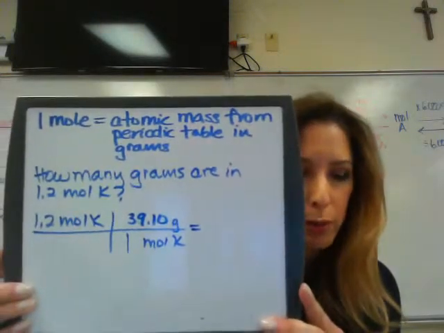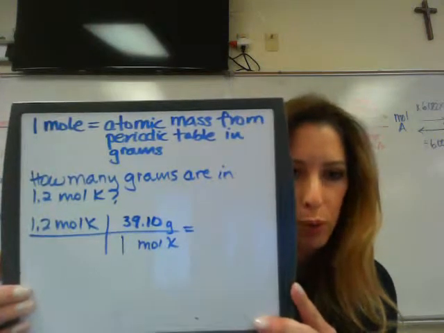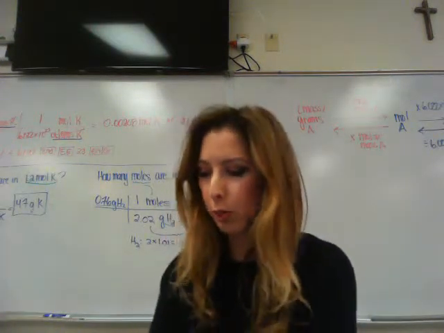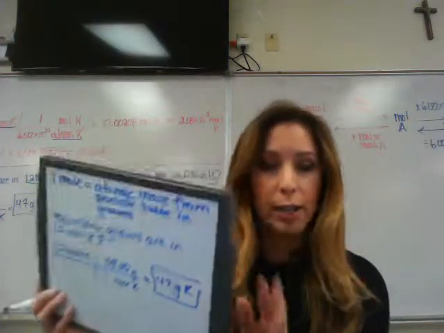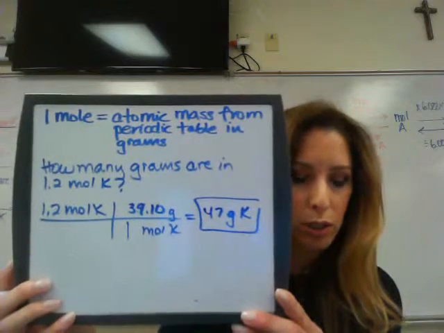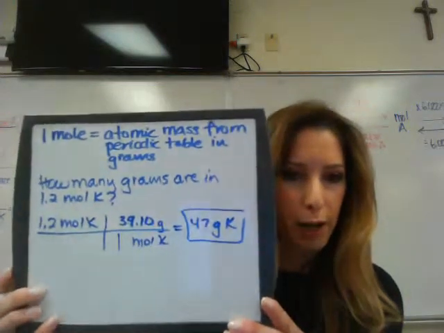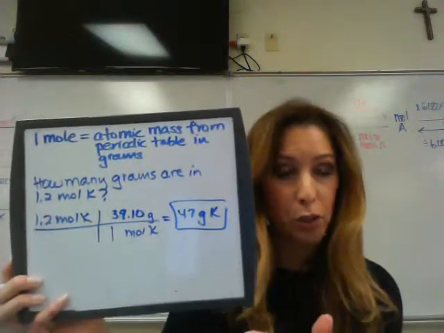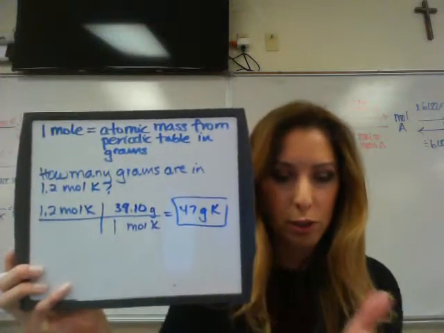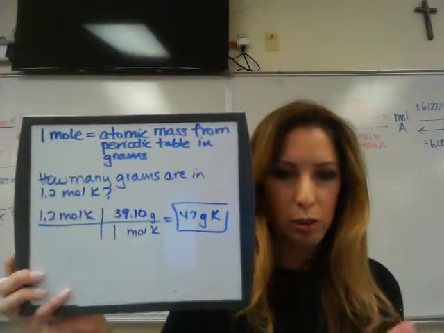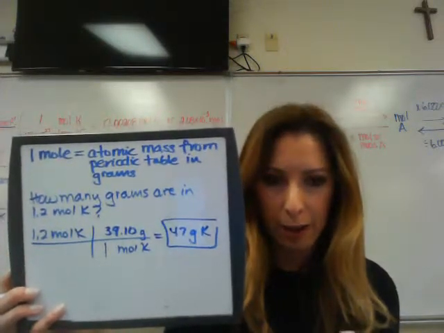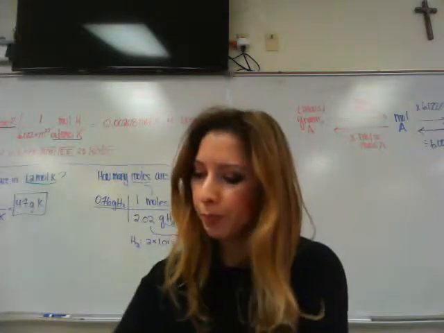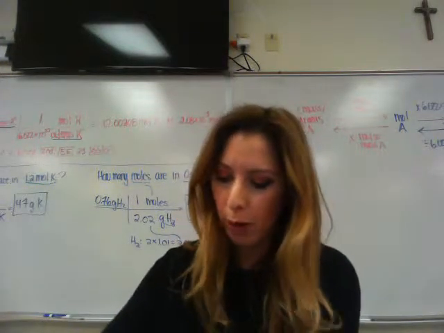Okay, so since your molar mass is on top here, we're going to be multiplying 1.2 by 39.10. So 1.2 times 39.10 comes out to be 47 grams of potassium. I started with 2 sig figs and I'm ending with 2 sig figs. So anytime you multiply by the molar mass, you're going to be converting from moles to grams. So moles to grams requires you to multiply by the molar mass of the substance. Okay, now we'll do one more sample problem.